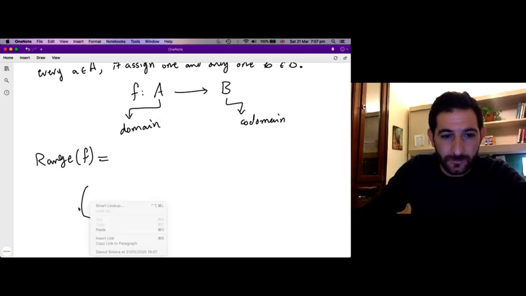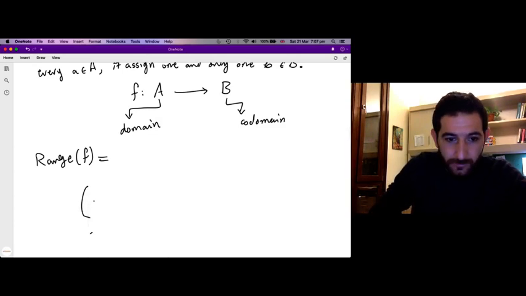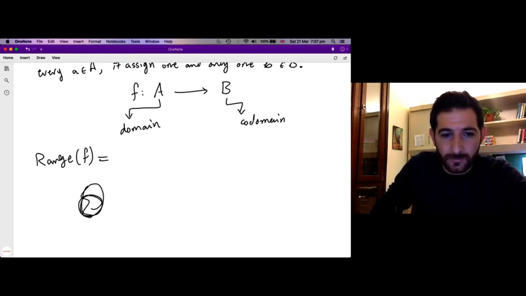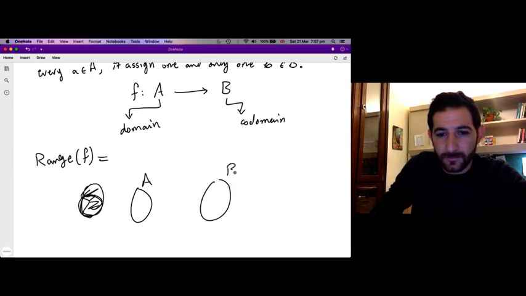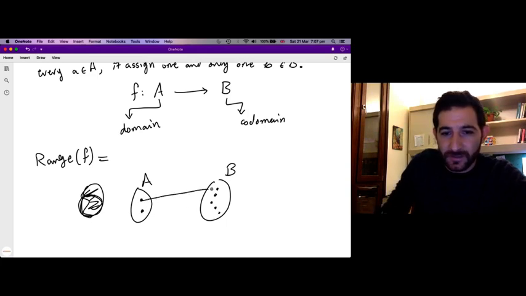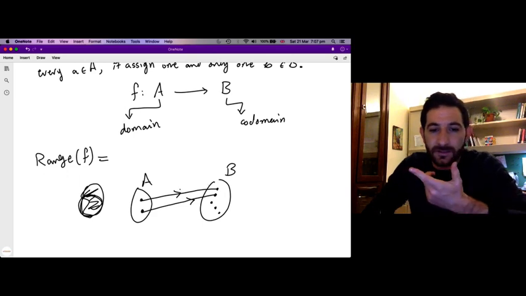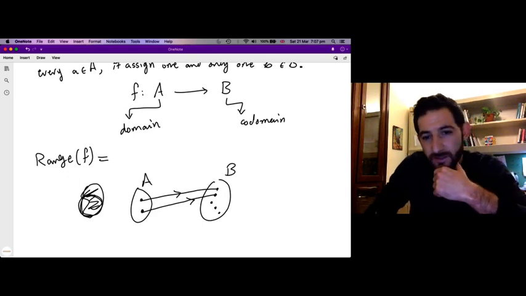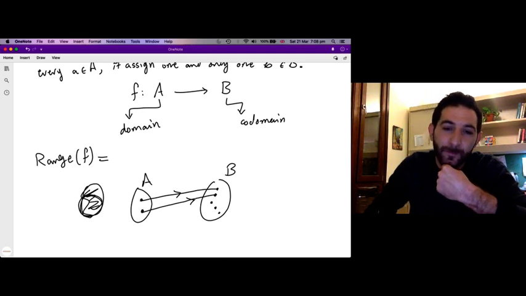Suppose we have the set A and we have the set B, and we have two elements, say in A. We have to assign images for them. And that's it. This is a function because for every element in A we assign one and only one element in B.